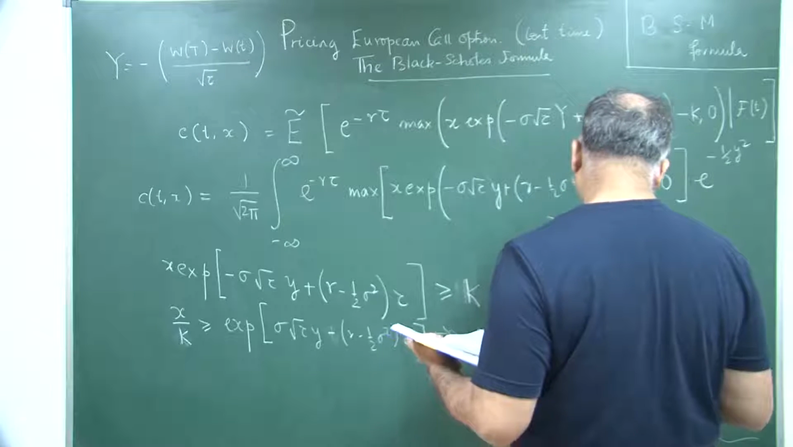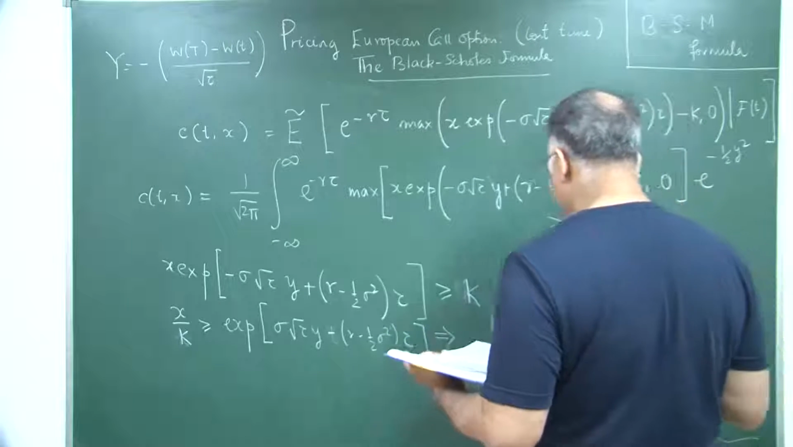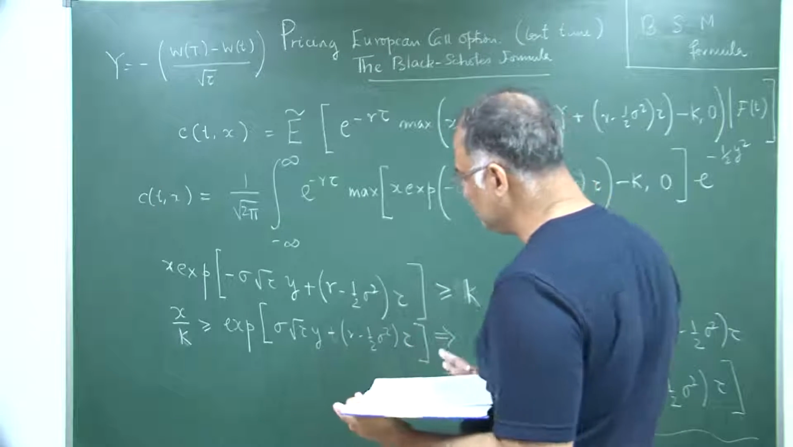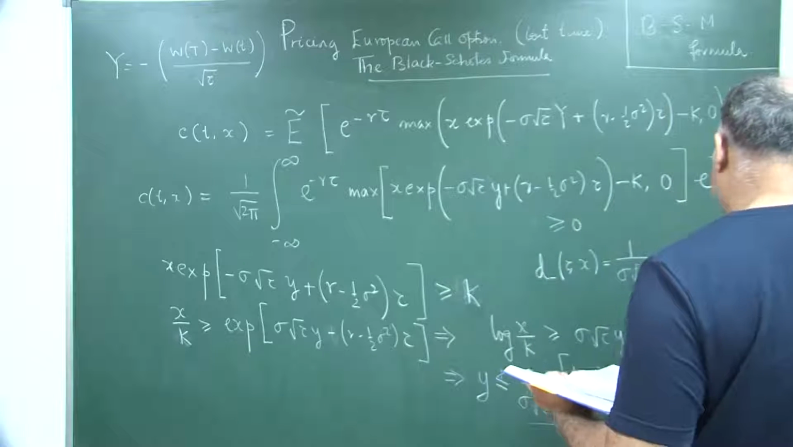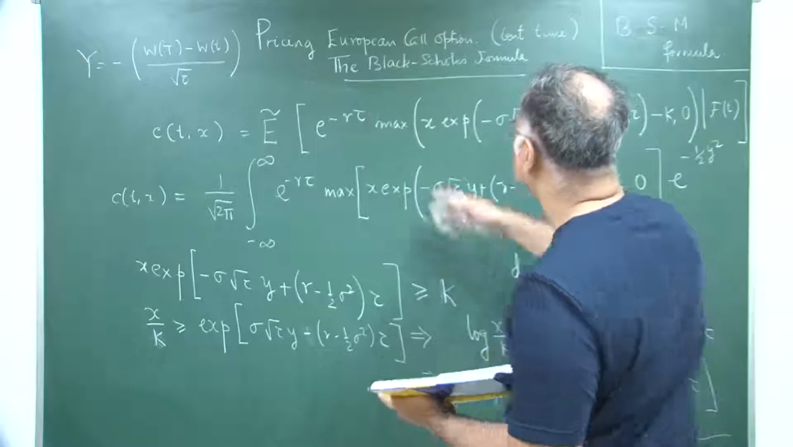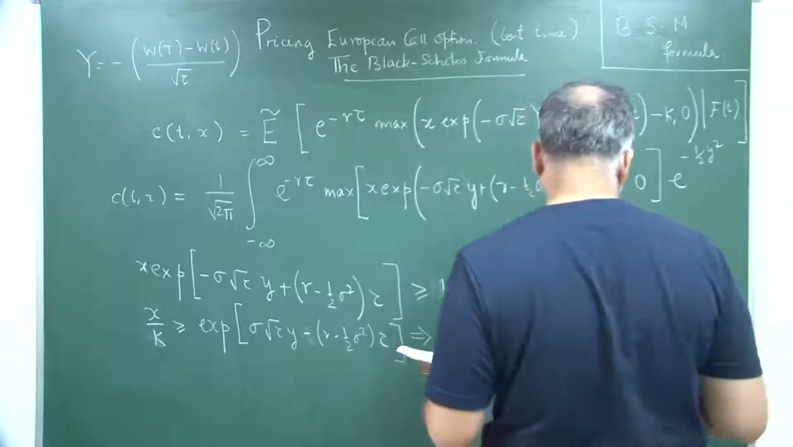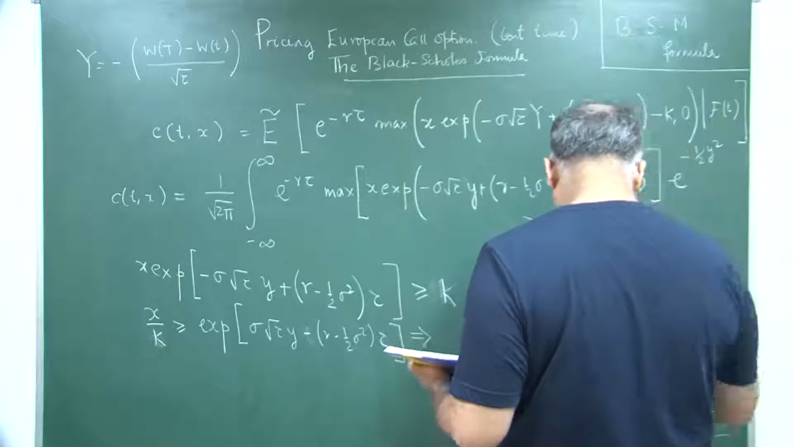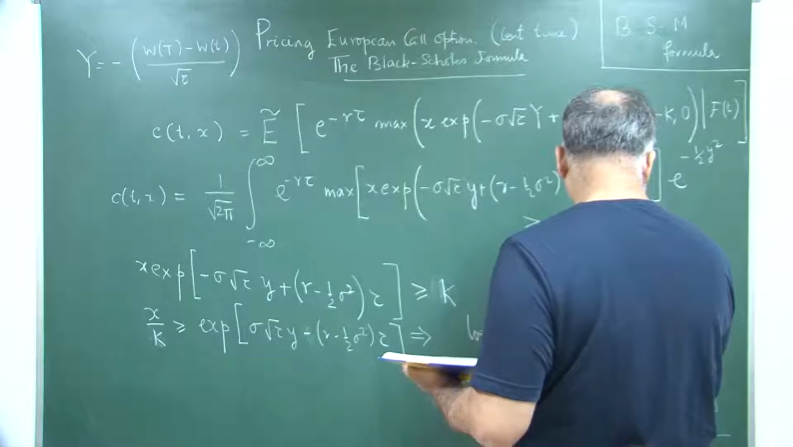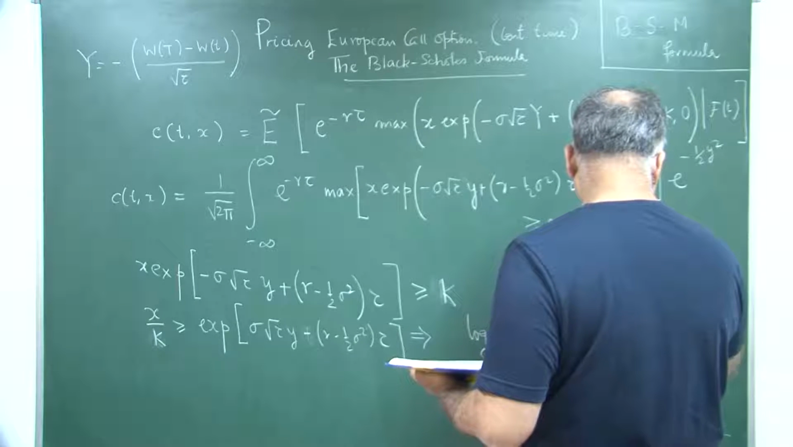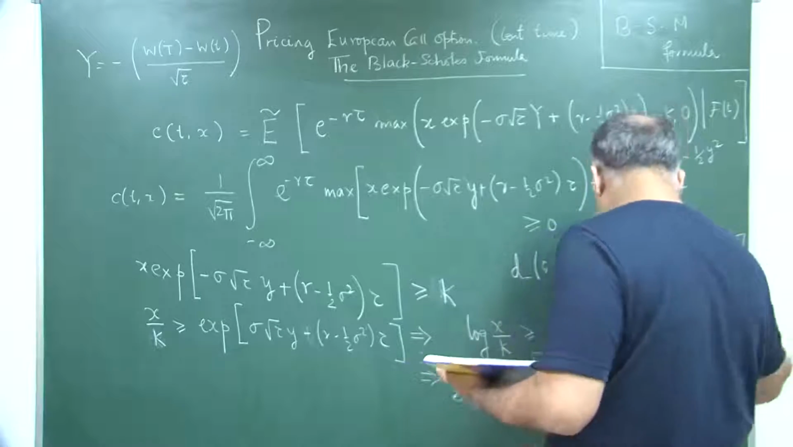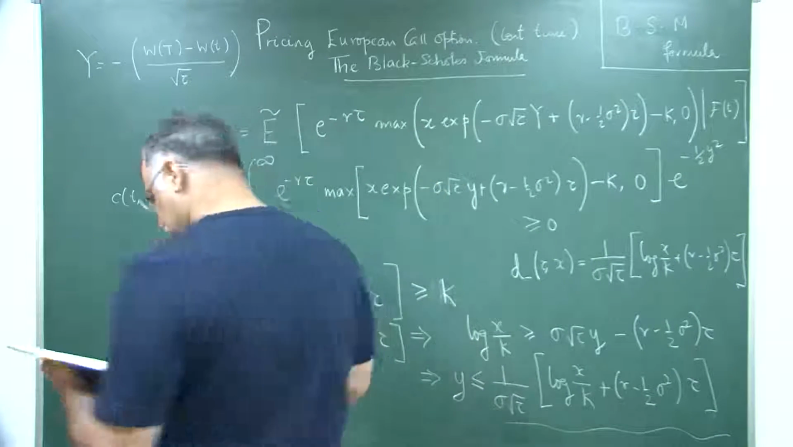Of course, t cannot be equal to capital T, then it has no meaning, because we are pricing it at some t which is strictly less than T. If tau is 0, when t is T, then there is no meaning, it will be a different calculation. So, here this is the expression, log x by k plus r minus half sigma square tau.